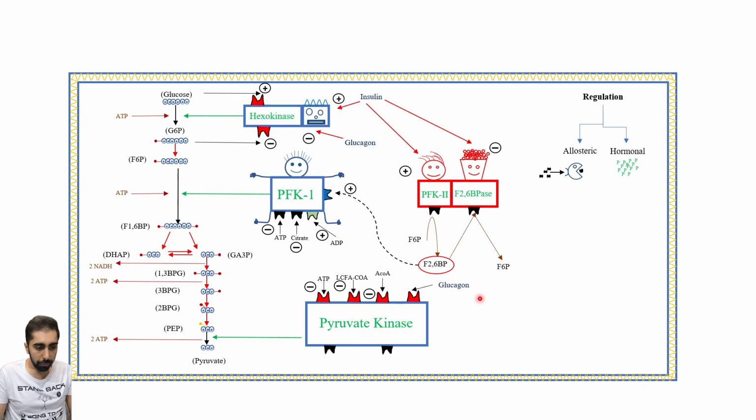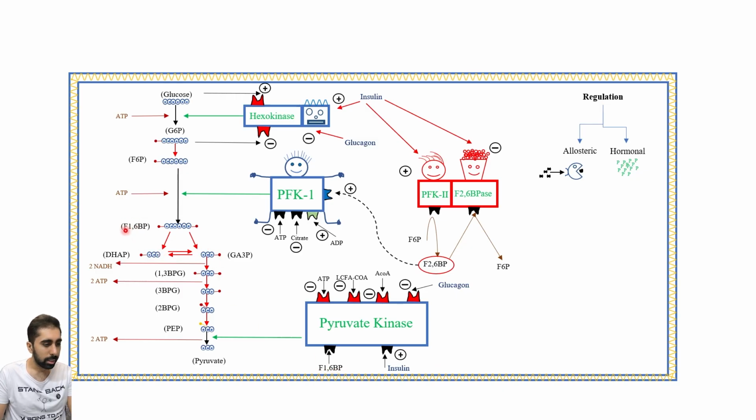Glucagon, our lovely hormone, just like we talked about before, can inhibit this enzyme because glucagon wants to export glucose out of the cell, and it doesn't like to continue glycolysis. Whenever we have glucagon, we have insulin, and in contrast to glucagon, insulin can stimulate pyruvate kinase. And we have fructose 1,6-bisphosphate.